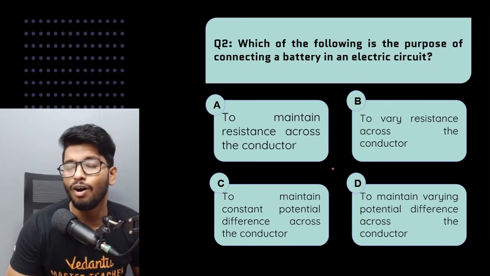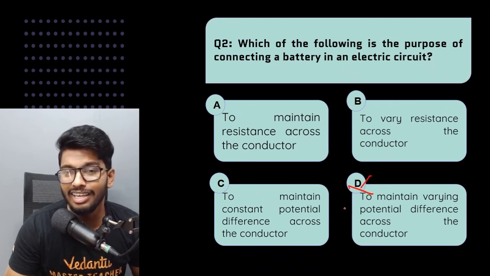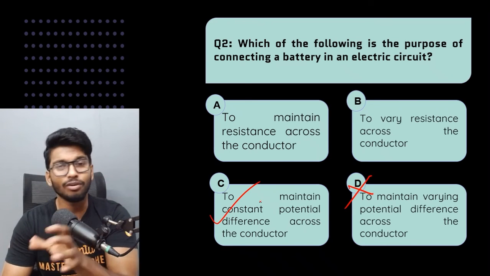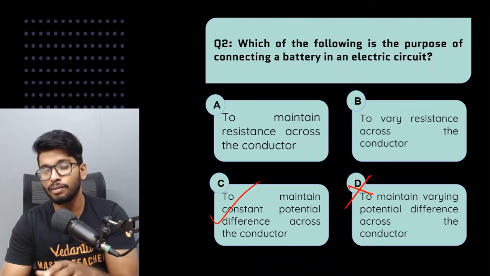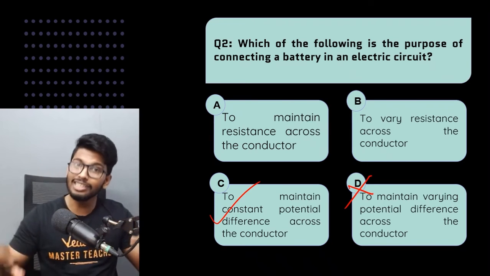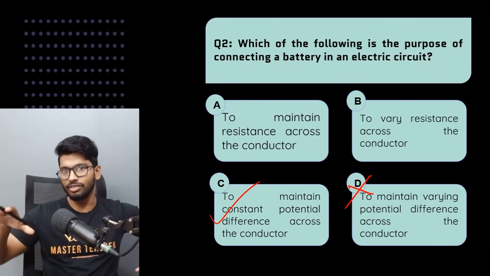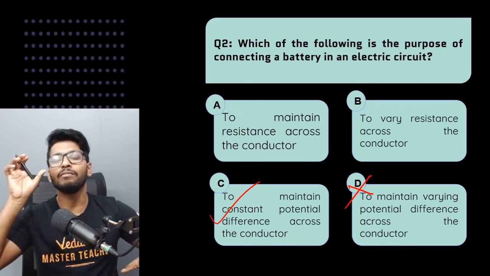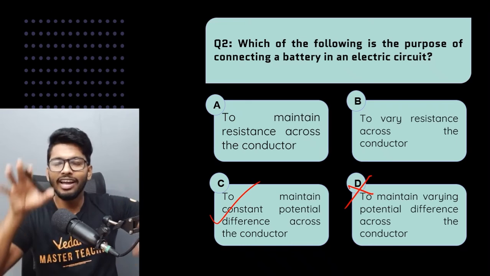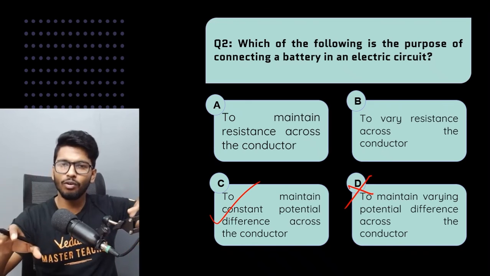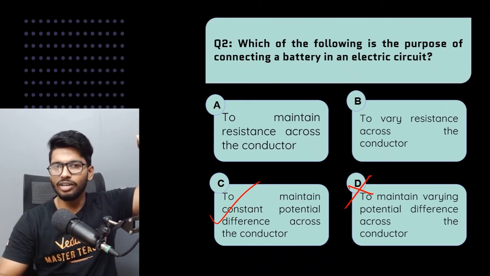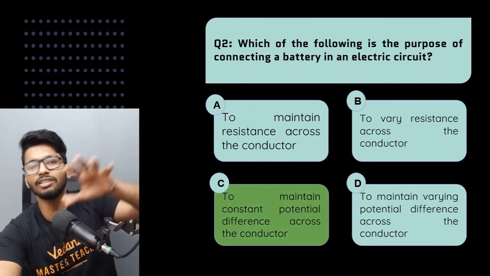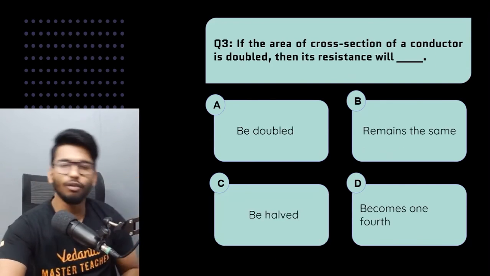It is option number, not D, C. For all those who said it's option number D, I'm pretty sure some of you would have gone with option D. That is not the right answer, people, because a battery provides a constant potential difference. It is not a varying potential difference. It's a constant potential difference. For example, when I connect a battery of 1.5 volts, I am giving a potential difference of 1.5 volt. It's not that it's 1.5 volt one second and then it's 0.9 volt the next second. No, it's 1.5 volt constant. So it provides a constant potential difference so that current can flow through the circuit.